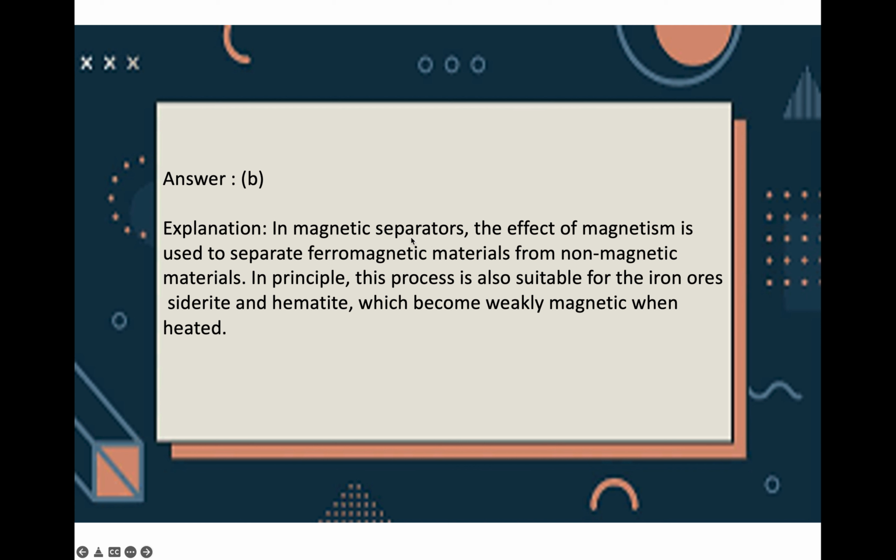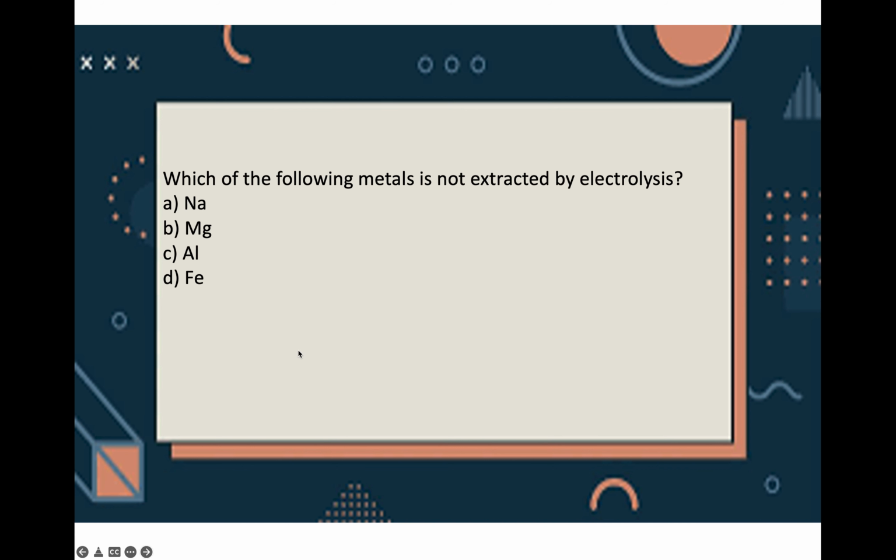In magnetic separators, as we learnt already in our previous session, the effect of magnetism is used to separate ferromagnetic materials from non-magnetic materials. In principle, this process is most suitable for the iron ores because they are magnetic in nature, siderite and hematite, which become weakly magnetic when heated. Okay, so option B is the correct choice.